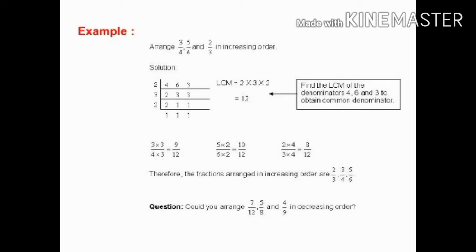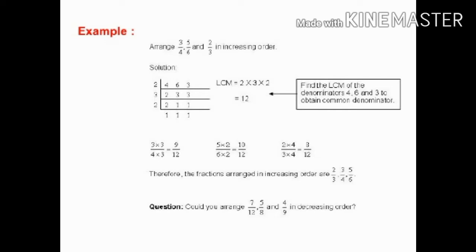Now the first fraction 3 by 4 we will multiply by 3 both numerator and denominator. 3 3s are 9, 4 3s are 12. Now the second fraction 5 by 6 we will multiply by 2 both numerator and denominator. 5 2s are 10 and 6 2s are 12. And the third fraction is 2 by 3. We will multiply by 4. 2 4s are 8 and 3 4s are 12.